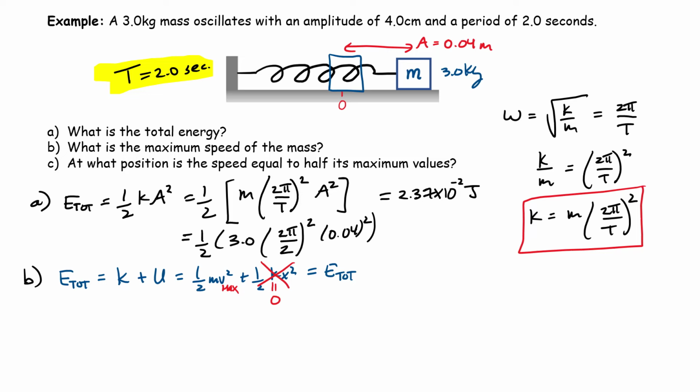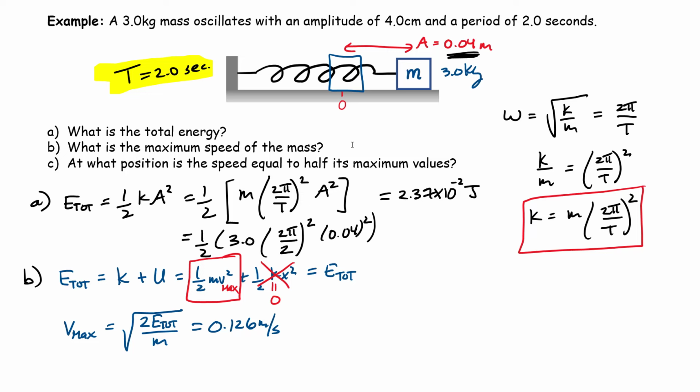So we could just get an expression now for maximum speed. We have to isolate. You bring the 2 to the other side, so you get 2 multiplied by E total divided by the mass, and now you take the square root. I put that in a calculator, and I should get something like 0.126 meters per second.